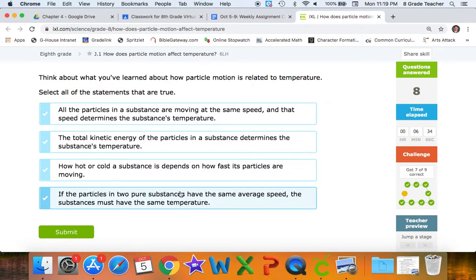Think about what you've learned about particle motion as it relates to temperature. Select all the statements that are true. All the particles in a substance are moving at the same speed. That's not true. The total kinetic energy of the particles in a substance determines substance temperature. It's not total, it's average kinetic energy. How hot or cold a substance is depends on how fast its particles are moving. That's true. If the particles in two pure substances have the same average speed, the substances must have the same temperature. That's not true because mass is another factor that is determined.